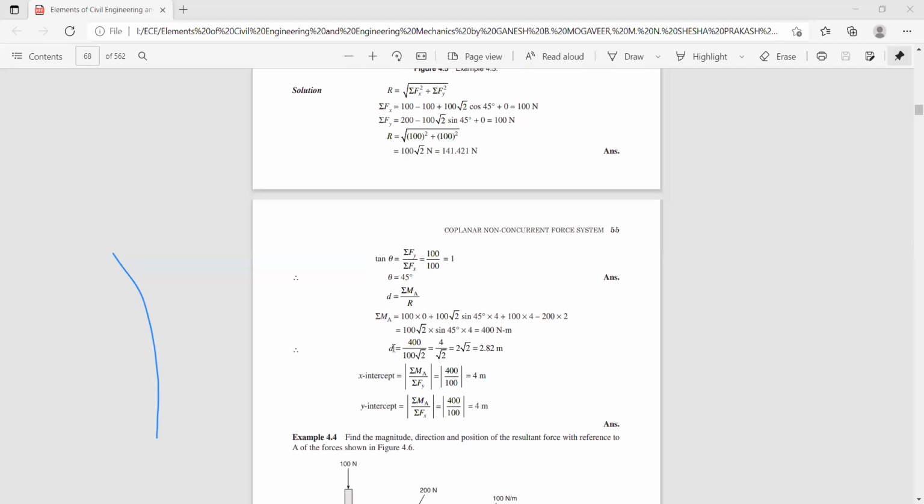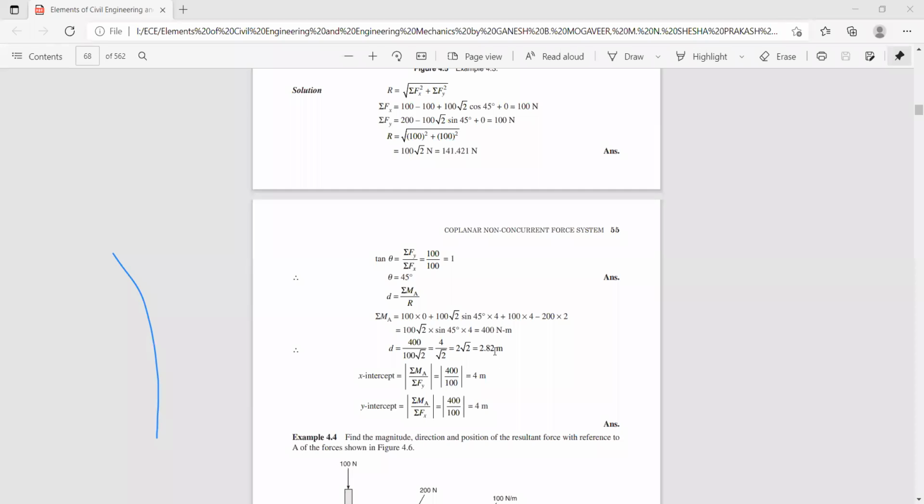Now we want this D, that is R into D is equal to sigma MA. So D is equal to sigma MA divided by the resultant value, whatever resultant value you got, 100 root 2, that is 141.21. Thereby you get the distance position of the resultant as 2.82 meters.